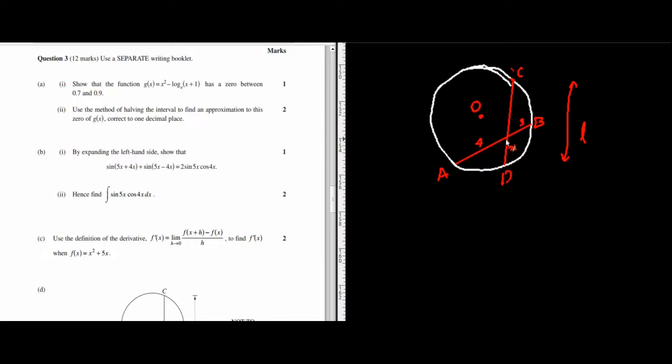Alright, now if you remember your theorems about circle geometry, let's call this point E. It'll tell you that AE times EB is equal to CE times ED, right? So that's one of the theorems in circle geometry. When two chords intersect, that's what you get. So AE is 4 and EB is 3, so we get 12.